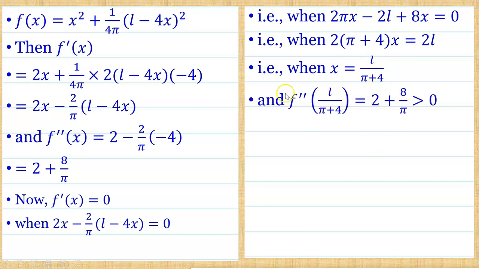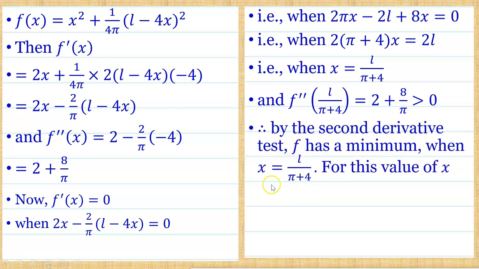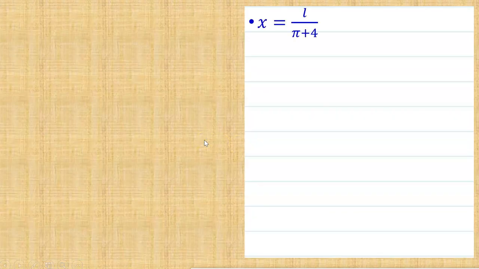Okay, what about the second derivative? The second derivative we have already found here, that is 2 plus 8 upon pi. It's clear that it is positive, and therefore by the second derivative test, f has minimum value when x is equal to l upon pi plus 4, for this value of x.